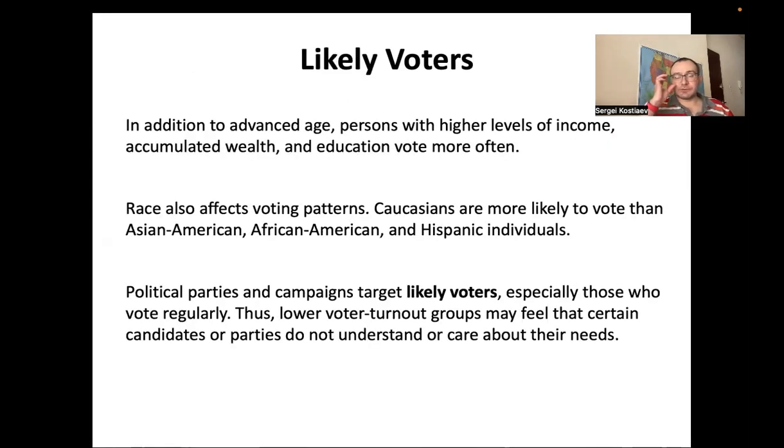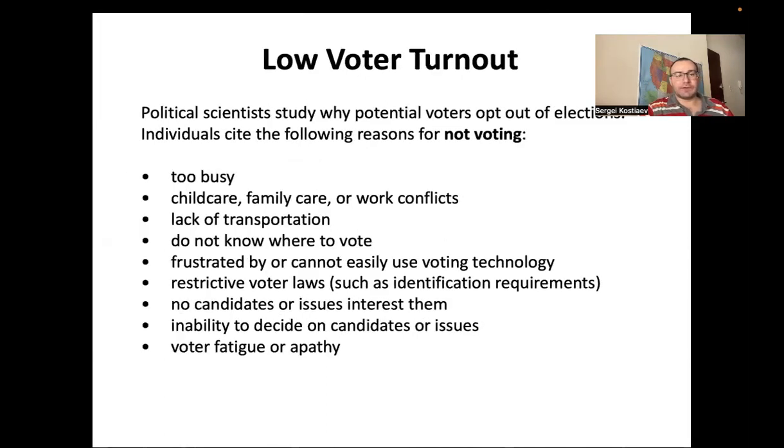And generally speaking, white people participate in elections more frequently than minorities. Some of the reasons people mentioned when they were asked why they didn't vote were busy schedules and childcare. In the United States, there is no federal government program on childcare, so this sometimes could be a reason why a person cannot show up to vote. Other reasons include lack of transportation in many cases, people not knowing where the precinct is, and restrictive voter laws, like identification requirements in red states.